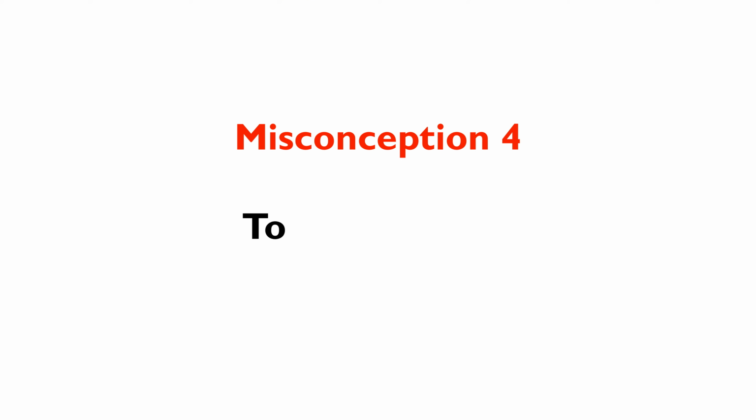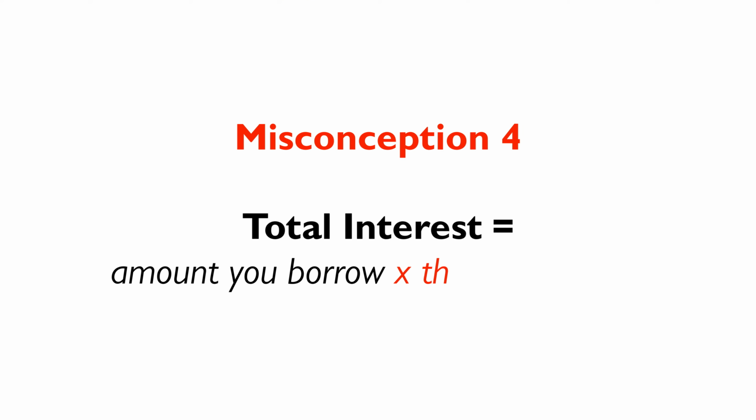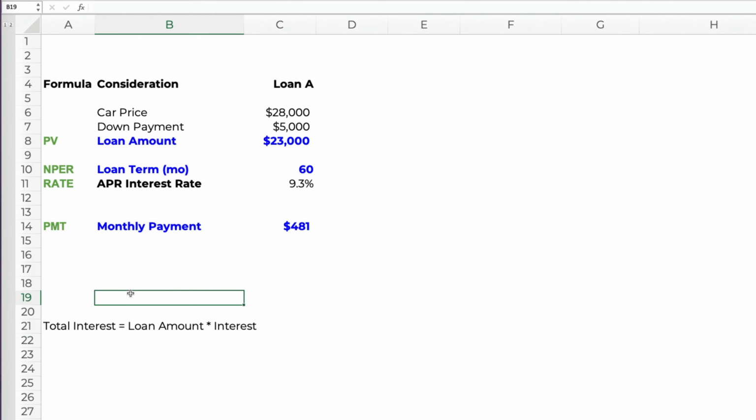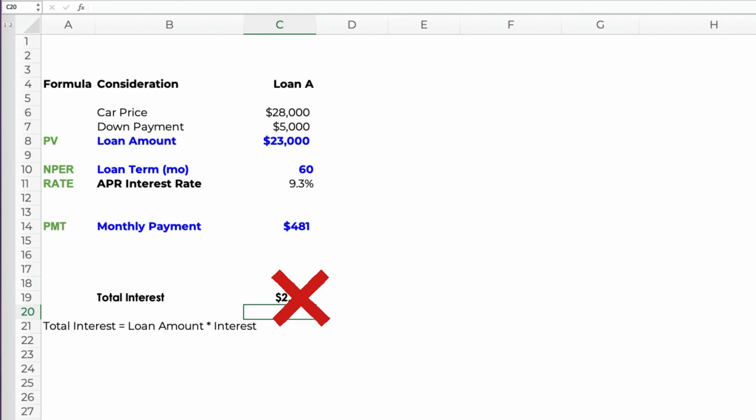The fourth misconception is that the total interest you pay on a loan is the amount you borrow times the interest rate. So we have a loan here for $23,000 again, loan term of 60 months, 9.3% APR interest rate. So the monthly payment will be $481. Now, some people assume you take the loan amount of $23,000 multiplied by the interest rate of 9.3% to find out how much in total interest you have to repay to the car loan company. But that is not how much you would pay in total interest.